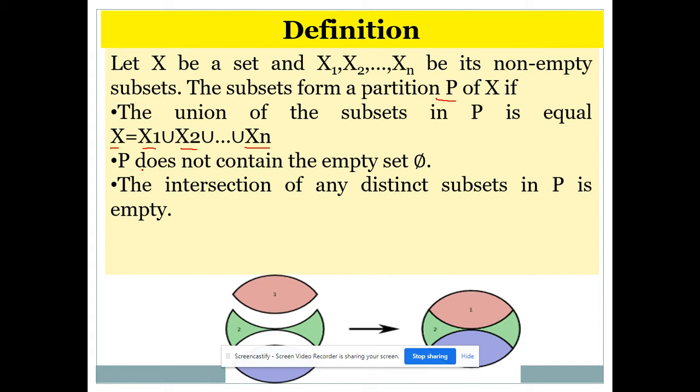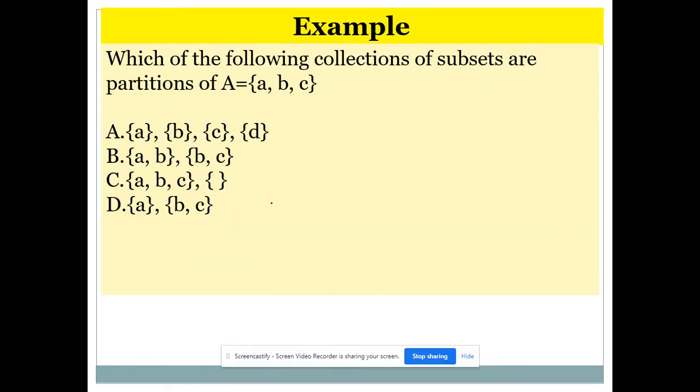One more thing, a partition never contains the empty set, and the intersection of any distinct subsets in P is empty. In fact, we can say that Xi intersection Xj will be equal to phi whenever i is not equal to j. So here we are saying that the intersection of two distinct sets is empty. Then it forms a partition. So let us see one example regarding this.